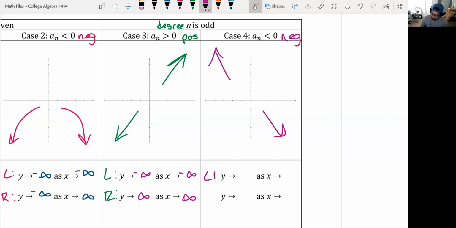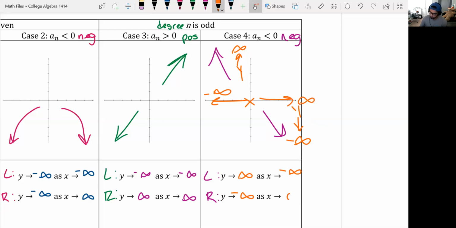And then left side. Let's keep doing that. Left side, right side, analyze, and look at the left side. Y is headed towards positive infinity as X is headed towards negative infinity. And right side, Y is headed towards negative infinity as X is headed towards positive infinity.